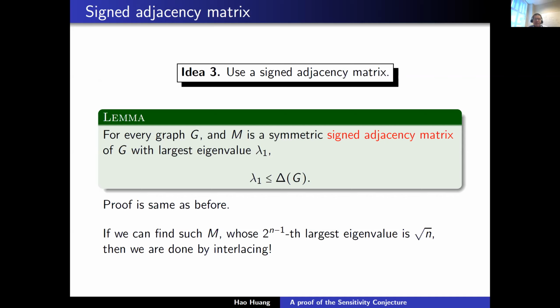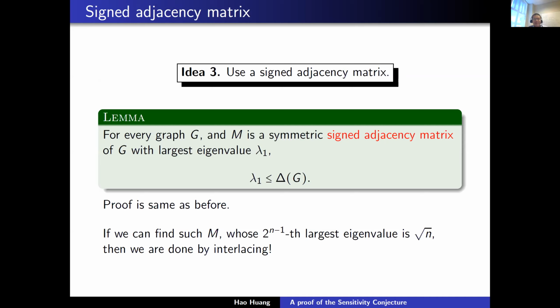Now it turns out that for every choice of signed adjacency matrix, its largest eigenvalue still gives you a lower bound on the maximum degree of the graph. And the proof is exactly the same as before. You just take the eigenvector, take the largest coordinate in absolute value, and then do the triangle inequality. Actually, in the previous proof, I don't even need to take the absolute values. I just loaded it in that way such that it was the same here.